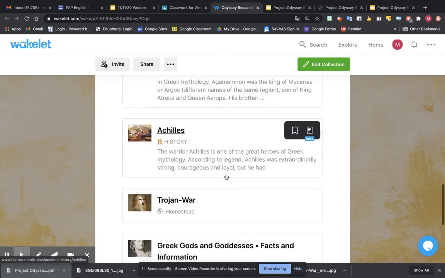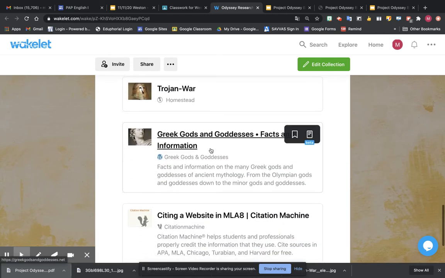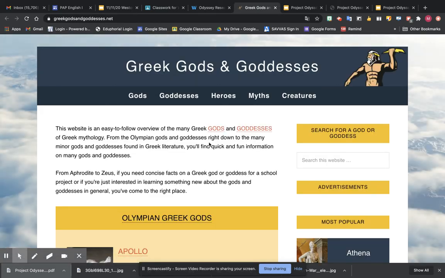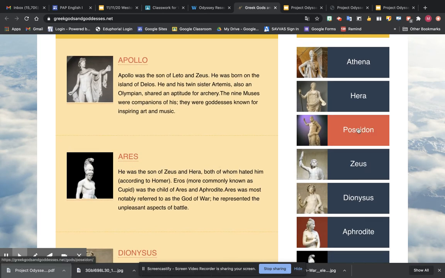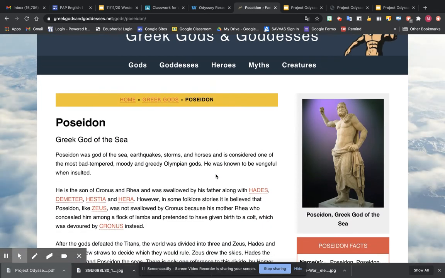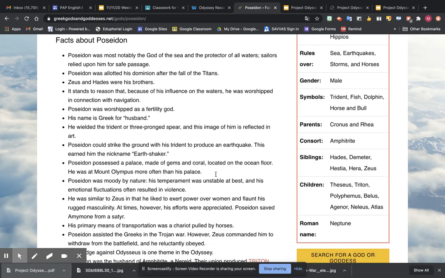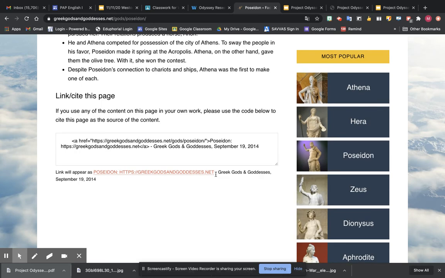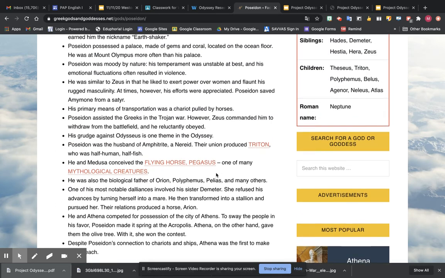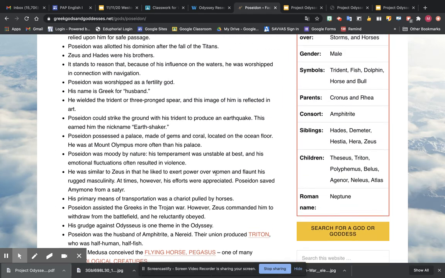And then you're supposed to do Poseidon. So if you click on this one, Greek gods and goddesses, it'll take you, let's go ahead and click on that one. Then you can find Poseidon here, click on his name, and read the information about him. Here are some facts about him, and you can find a myth about him, a story about him too.